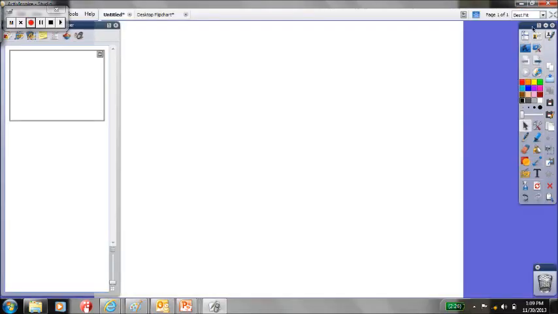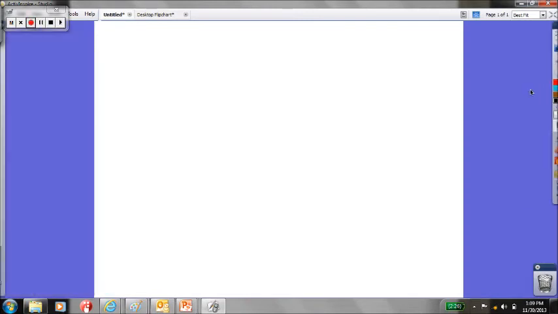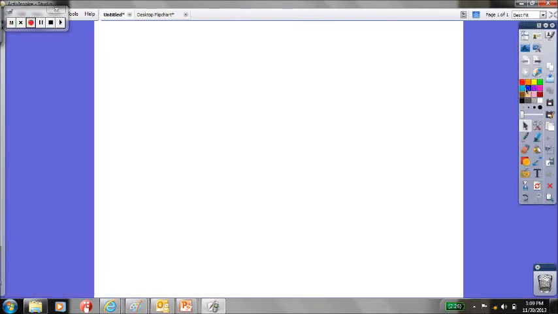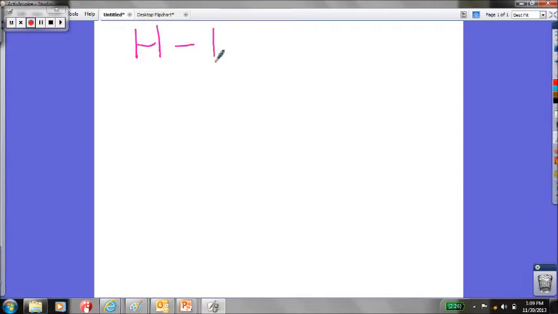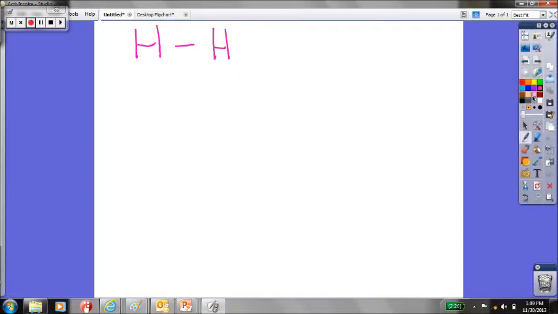Let's see if we can go back to our screen here. And so the first example that we're going to use is hydrogen. So we're going to look at a bond between a hydrogen atom and another hydrogen atom, so a bond between two hydrogen atoms. The first thing we want to do is look up the electronegativity value for hydrogen.